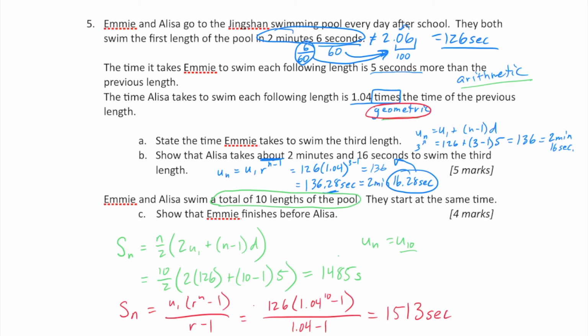Make sure that when you're doing these calculations, you're keeping all the digits from the previous parts. This is slightly more than 25 minutes, which of course leads us to the conclusion that Emmy is faster than Elisa on the total of 10 lengths. Not by much. If you were to subtract these two, you would find out that it's about 28 seconds. So not too much, about half a minute, but there is a difference between the two times.